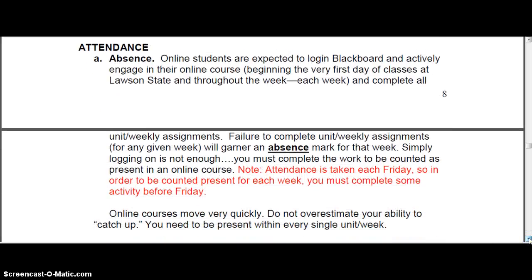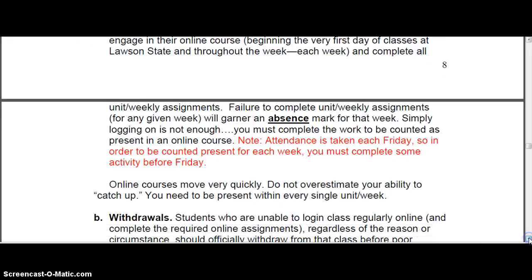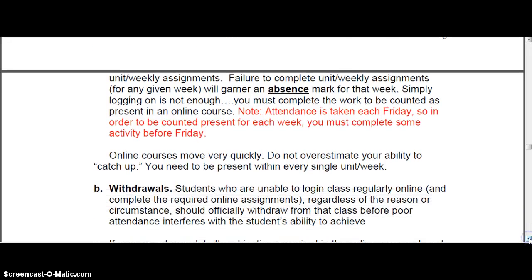Alright, attendance. Online students are expected to log in to Blackboard and actively engage in their online course beginning the very first day of classes at Lawson State and throughout the week, and complete all unit weekly assignments. So if you don't do that, I'm just going to let you know right now that you could be marked absent. Actually, we have to turn in attendance every Friday, so you actually need to have completed some items before Friday in order to be marked present in the course.